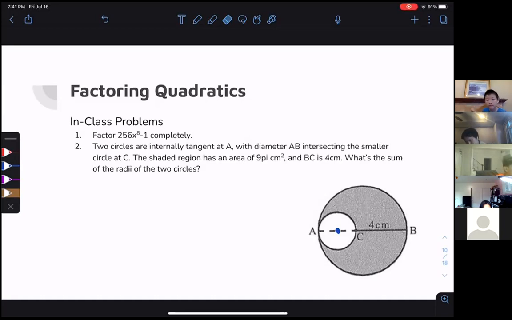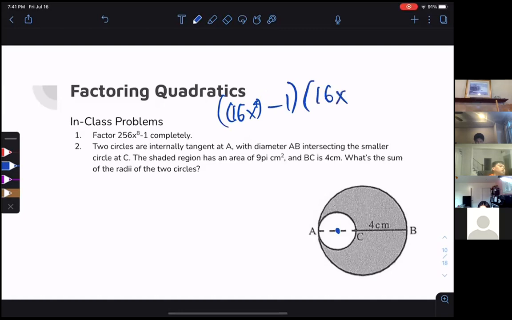All right, so this first one, first of all, 256x to the 8th is definitely a square. It's 16x to the 4th, squared. So that gives us the first factorization anyways: 16x to the 4th minus 1, times 16x to the 4th plus 1. But then we notice 16x to the 4th minus 1 is also a square itself. You can further factor it.